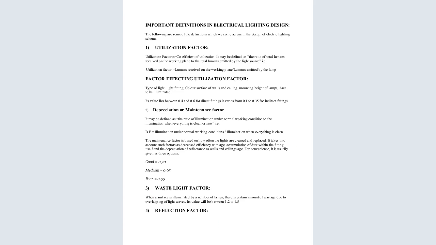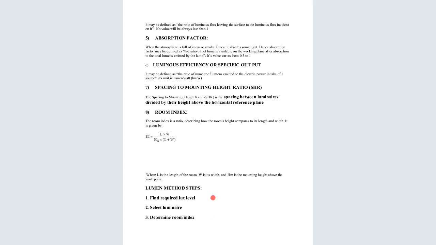Another one is the reflection factor. Reflection factor is also another factor that can affect lighting. It may be defined as the ratio of luminous flux leaving the surface to the luminous flux incident on it. So its value will always be lesser than 1.